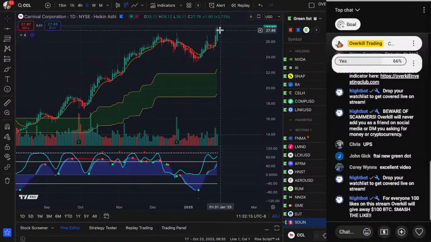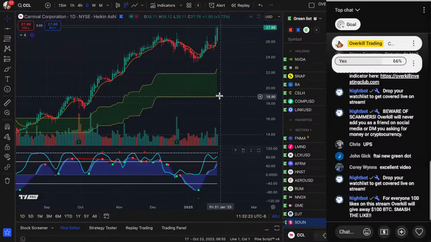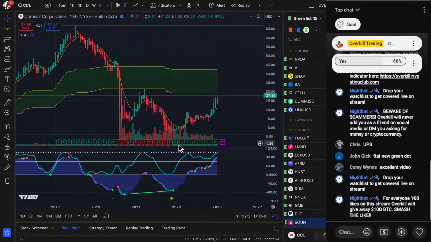CCL's doing the Ripsky here. Okay, I'd be taking profits on CCL. Again, you got that major extension there off of the golden zone. You're talking about 21%. Waves getting up here, right? I'd be thinking about taking some off at these levels here on CCL. Okay, that's a big move, big extension.